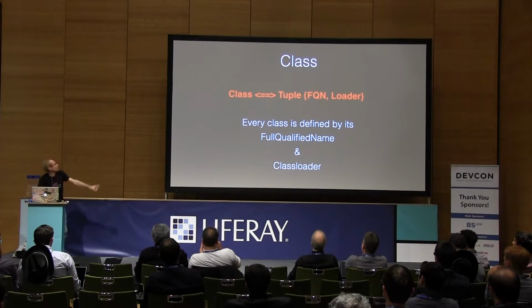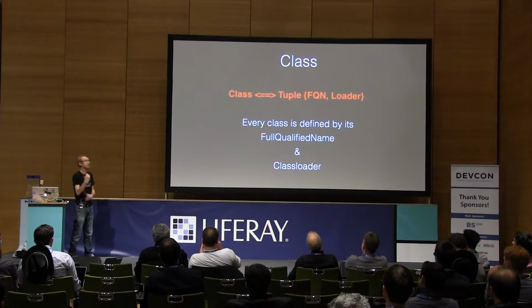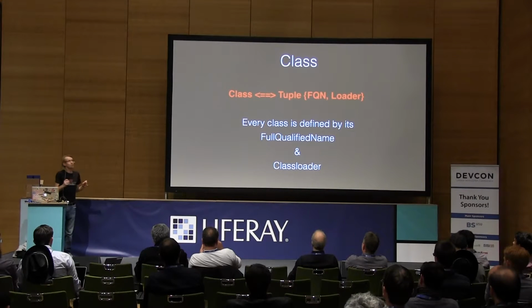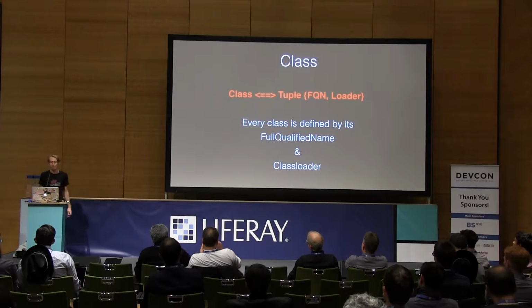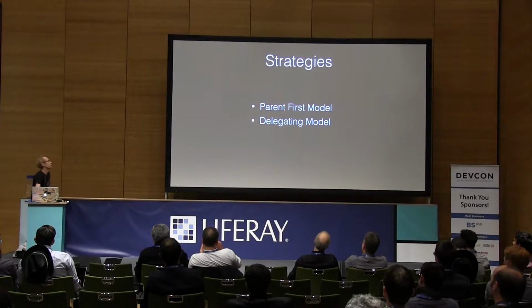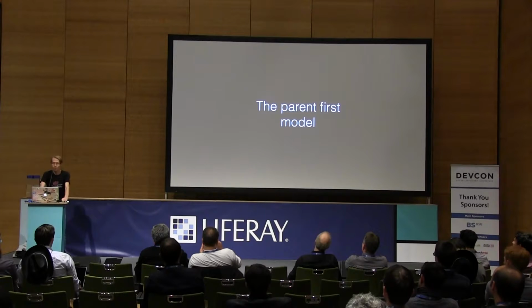A class is defined by a tuple of the FQN and the loader. The FQN expresses the bytecode, tells the class loader what bytecode to load. So if you're loading the same class, the same fully qualified name, with a different class loader, you're getting a different class, which is not castable. There are 2 strategies for class loading. There's the parent-first model.